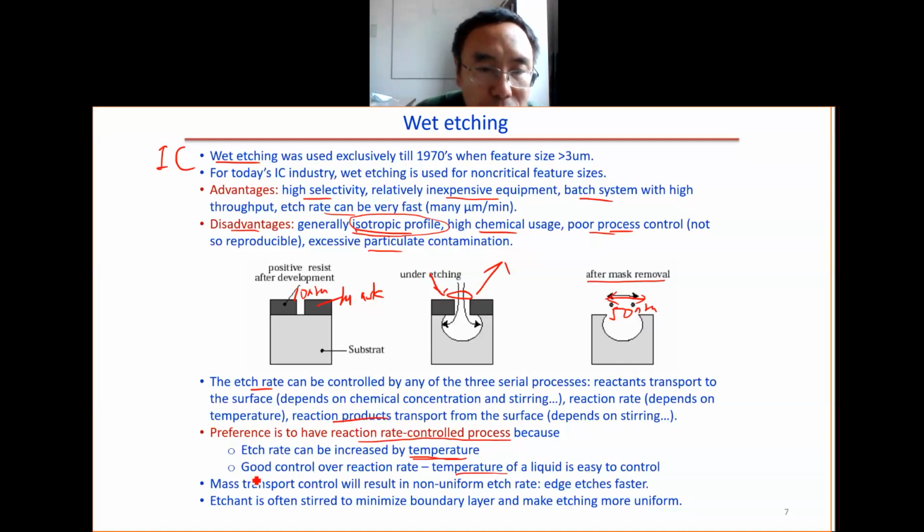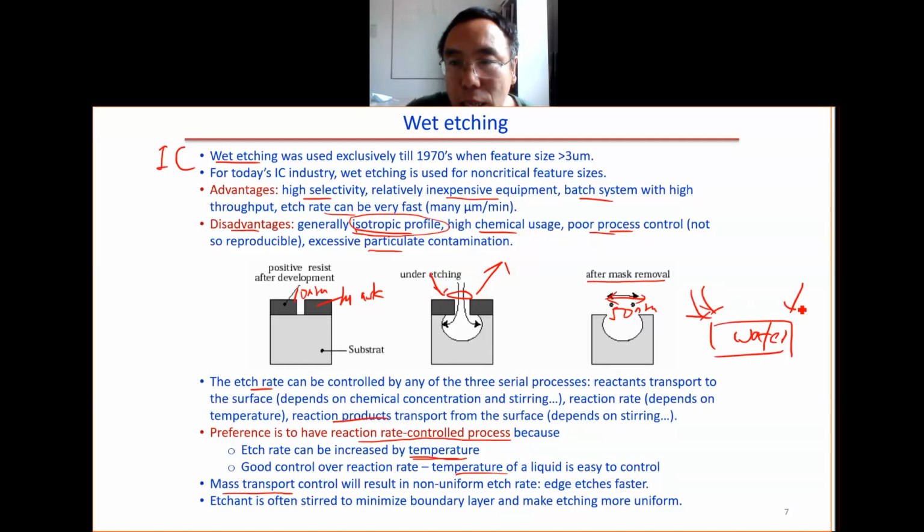On the other hand, when mass transport controls the etching, for example, if this is the wafer here, you can imagine the mass transport to the edge will be faster. So then the edge will etch faster. So normally we stir to minimize this effect.